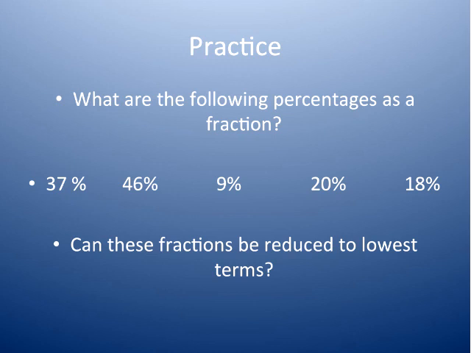Now, what about 46 out of 100? Do you think 46 out of 100 is in lowest terms? No, William says no. We know that because 46 is an even number, and all even numbers can be divided by 2. 100 is an even number as well. So we divide them by 2 and we get 23 out of 100. Is 23 out of 100 in its lowest terms? Stephen says yes, and I believe him.